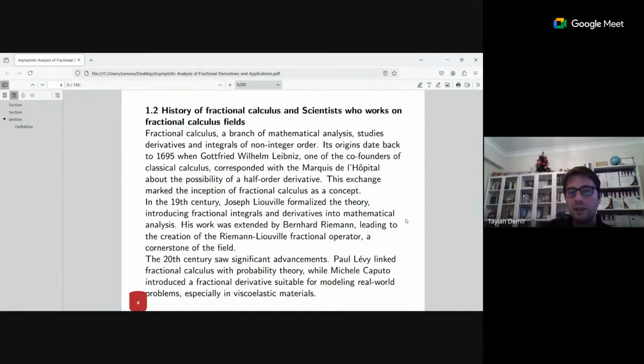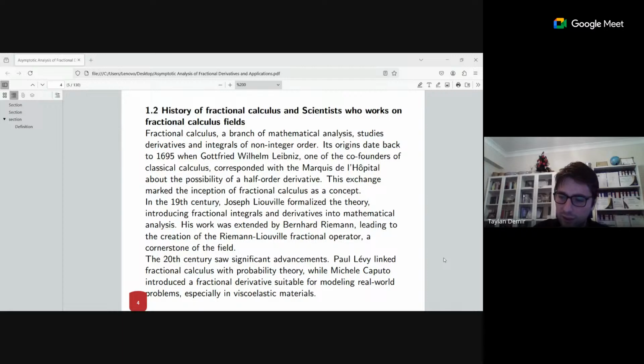In the 19th century, Joseph Liouville used his own definition to formalize the theory, introducing fractional integrals and derivatives into mathematical analysis. His work was extended by Bernhard Riemann, leading to the creation of the Riemann-Liouville fractional operator, a cornerstone of the field. The 20th century saw significant advancements. For example, Paul Lévy and Michele Caputo and other scientists developed and worked out the details of this concept as a theoretical framework and applied it in other fields of science. Michele Caputo created the Caputo fractional operator and the Caputo fractional integral.